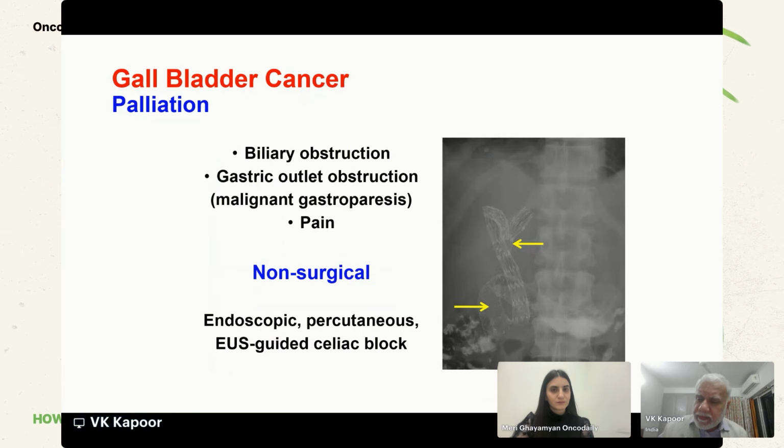As I mentioned, a large majority of patients with gallbladder cancer are not resectable, but they need palliation from symptoms of biliary obstruction and gastric outlet obstruction and pain. But today, if expertise and equipment and facilities are available, the palliation is purely non-surgical. It is endoscopic biliary and gastroduodenal stenting, percutaneous if the block is very high in the biliary tree, and EUS-guided celiac plexus block for the relief of pain. And this then can be combined with chemotherapy.